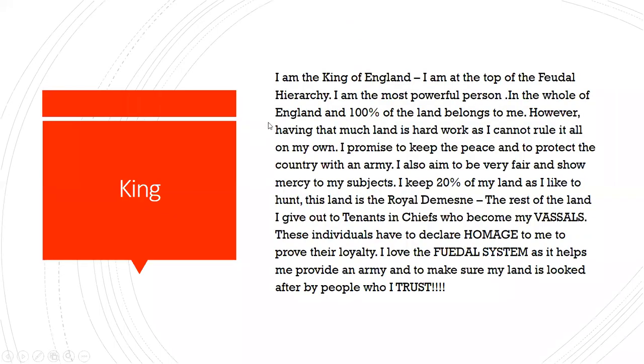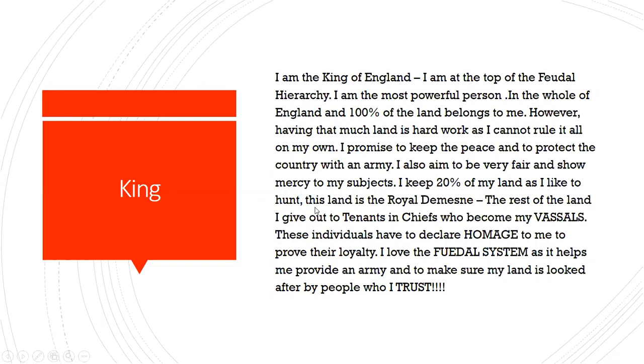So the king. Now, I've written this in first person. I'm obviously not the king of England. Top of the feudal hierarchy, most powerful person in the whole of England, 100% of the land belongs to him. But having that much land is hard and he can't rule it all. He keeps the peace and protects the country with an army. When he becomes king, it's the promised protection. He aims to be fair and show mercy to his subjects.